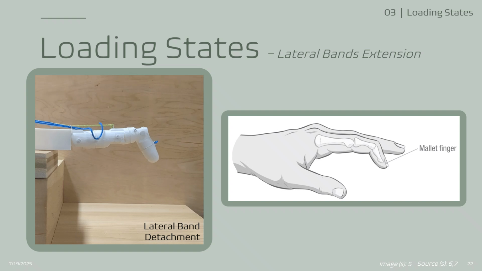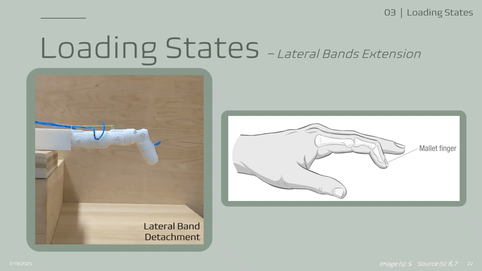If we had a detachment of the lateral band from the distal phalange, we lose our moment arm for the DIP joint. Again, the flexor system becomes dominant, and the central band becomes the only mechanism for extension, which, as we said before, is not a very strong mechanism. When we have this detachment, it is called a mallet finger deformity.